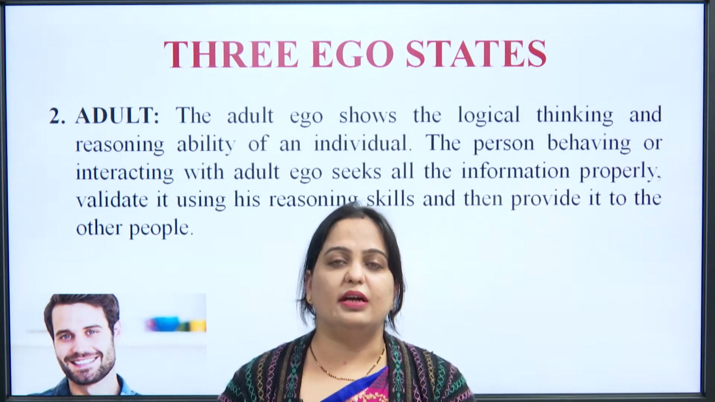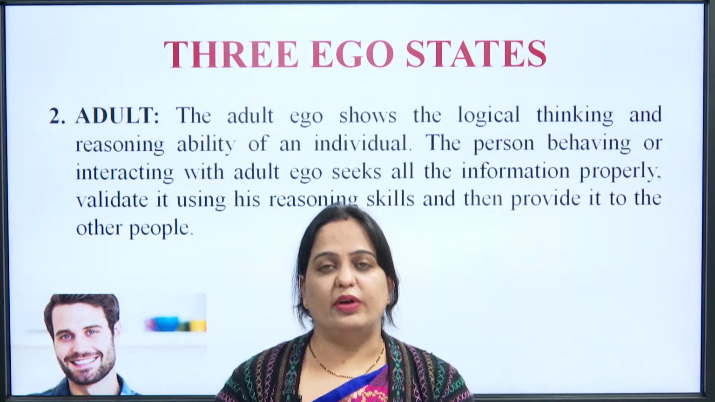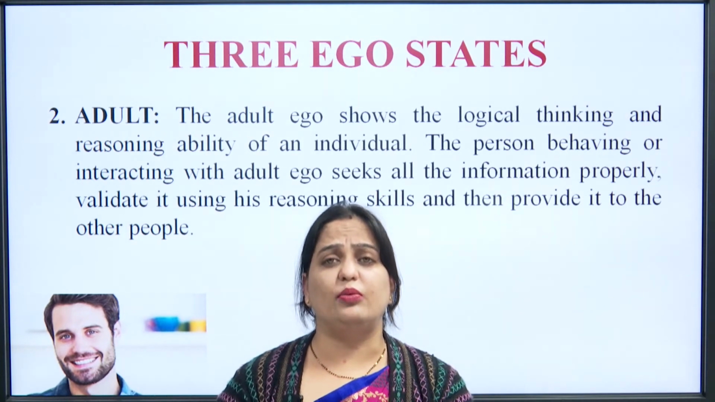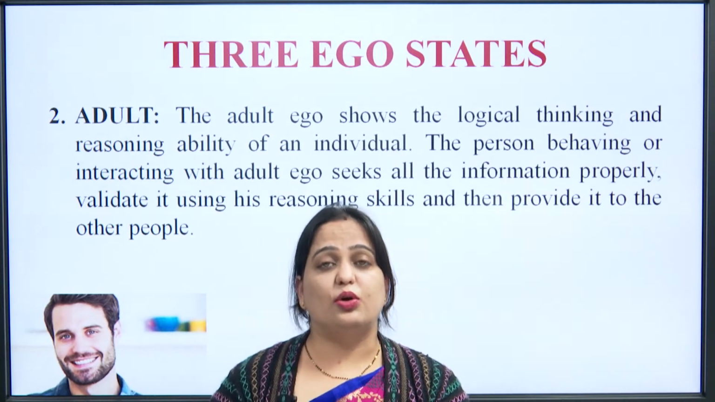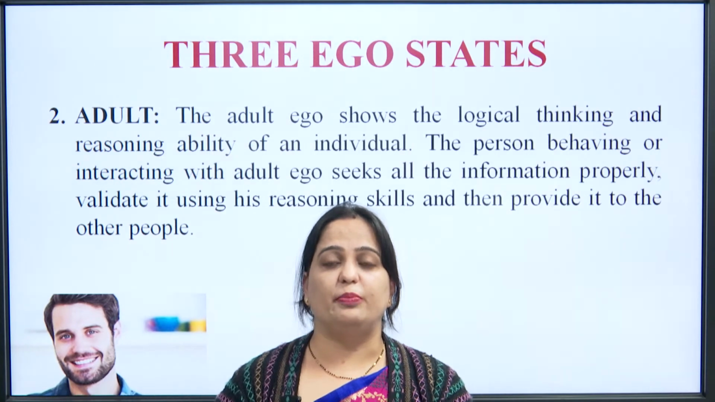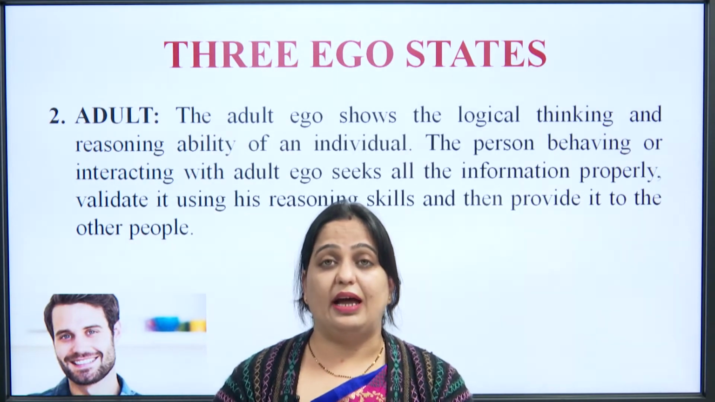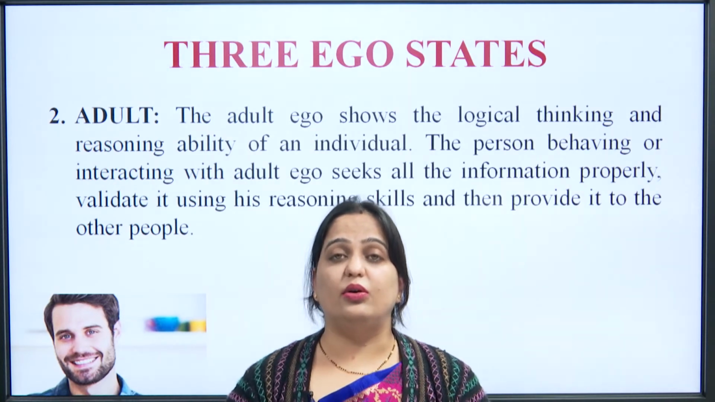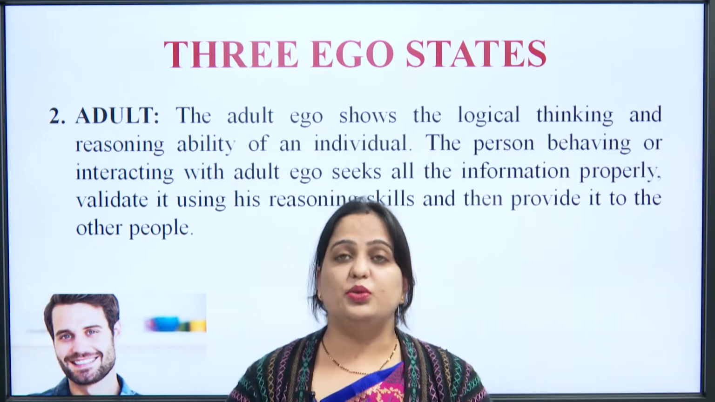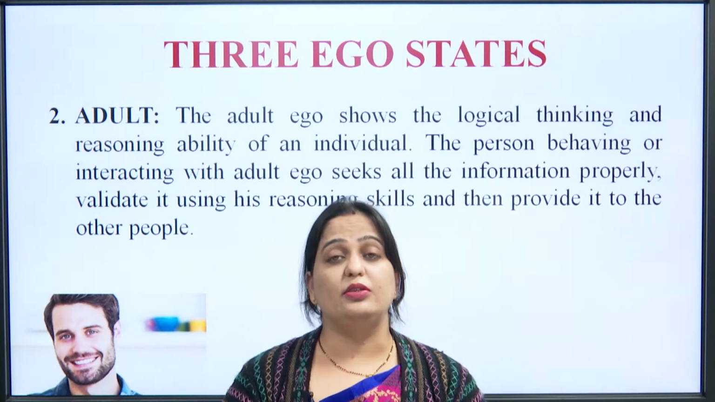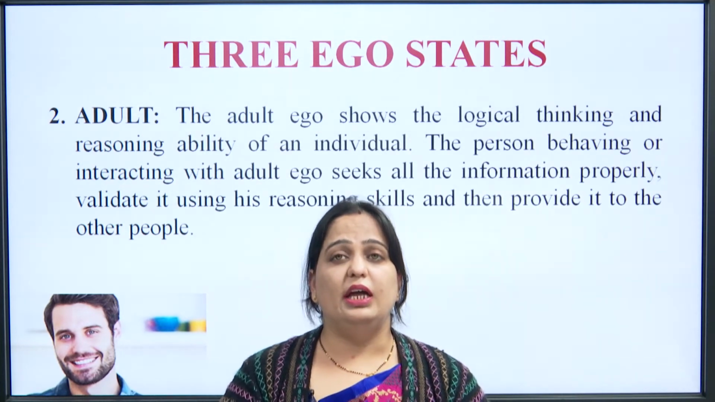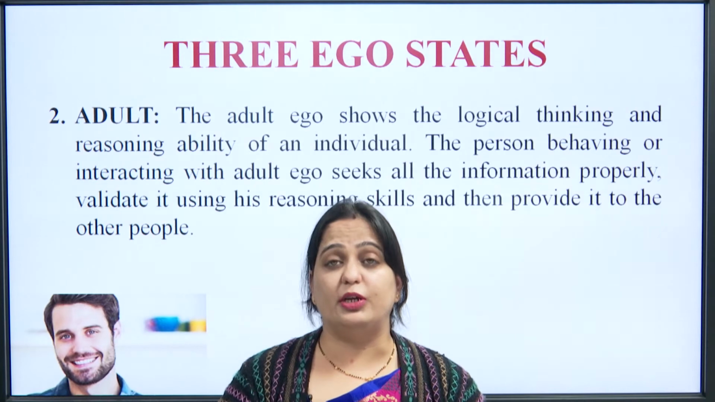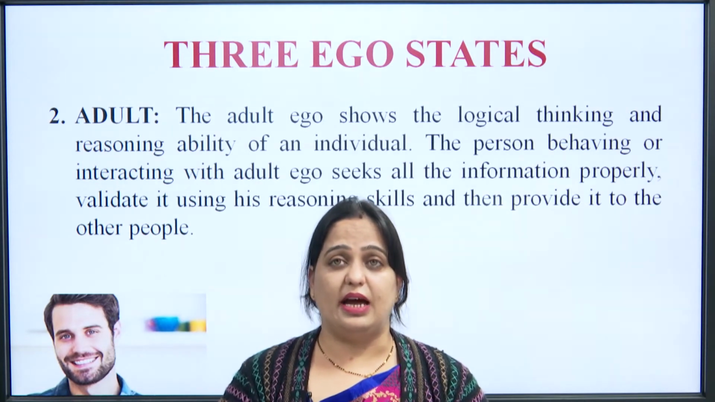Whenever he talks or whenever he interacts, there is a particular valid reason for it. All his thoughts are based on particular logical thoughts and on particular sense. So whenever the person is in the adult ego state, he is very mature, and whenever he talks to you, he will always seek some particular information and then only interact with you.